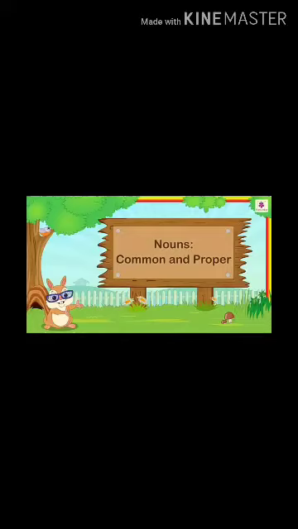Good morning, students. Today we are going to learn about nouns, the two types of nouns: common and proper nouns. Okay, so first we'll talk about nouns.